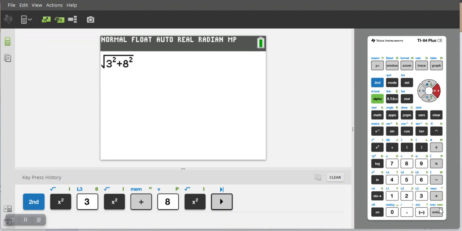3 squared is 9, 8 squared is 64, so the hypotenuse would be exactly the square root of 73, but if you just need a decimal, you can get that. That would be about 8.544.